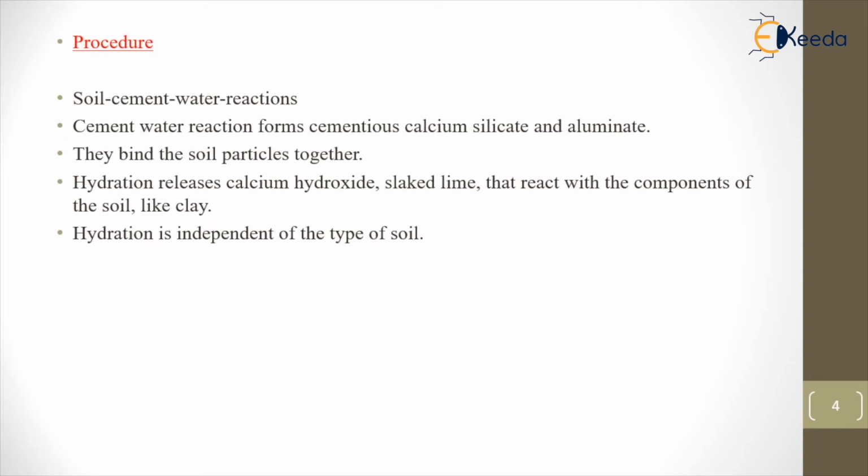So let's see what is happening in the soil cement mixture. The soil, cement and water react together, and the cement and water reaction forms cementitious calcium silicate and aluminate, which bind the soil particles together. The hydration causes the release of calcium hydroxide, silicate lime, that reacts with the components of the soil. This hydration is independent of the type of soil and causes the stabilization of the soil.